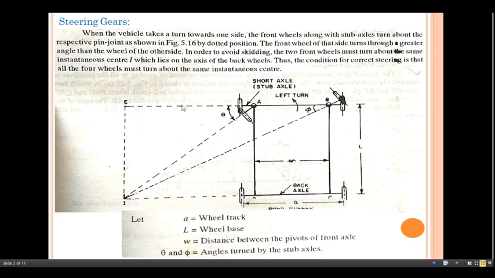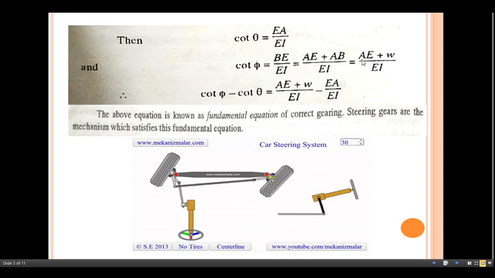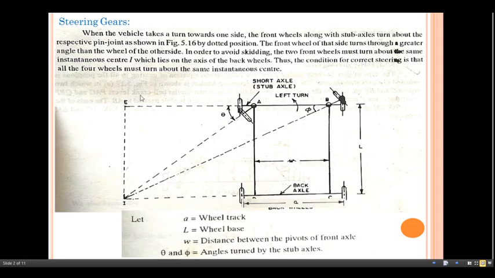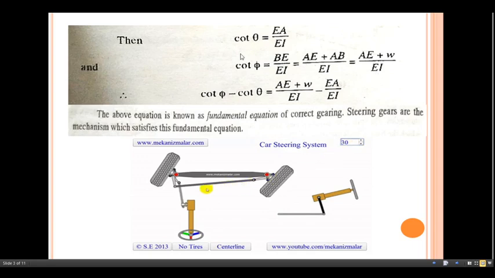But if you look towards this one, EB is nothing but the addition of EA plus AB. Now, what about this AE? AE is nothing but this distance. And what about this AB? As per our previous discussion, this indicates the W, the distance between the pivots of the front axle. Now just replace this AB by W and keep EI as it is. Now take the difference between both these terms, cot of phi minus cot of theta.